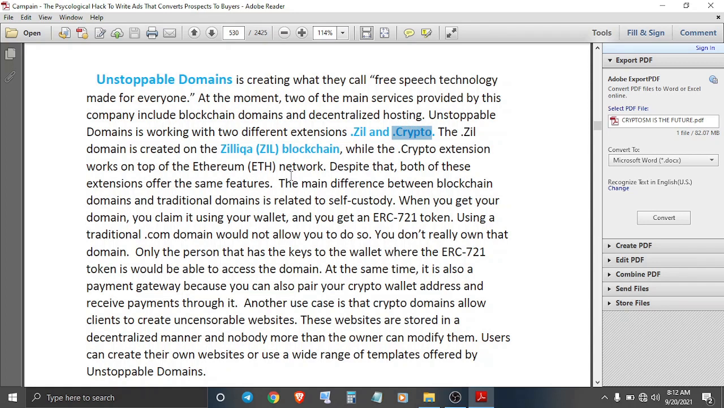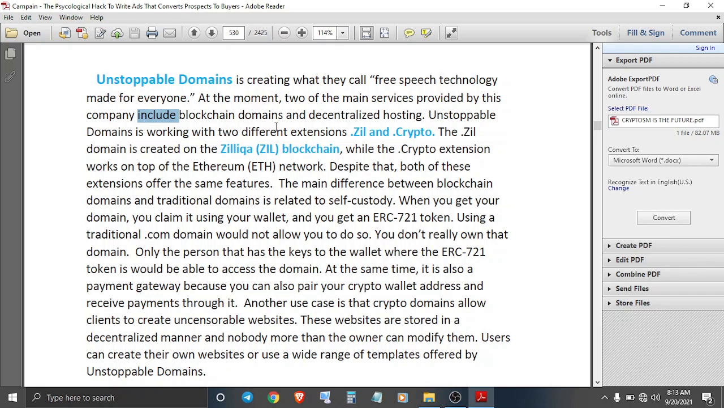If you want to send me some crypto, instead of me sending you that public key that is so long and I can't even memorize it all, I will go to my unstoppable domain website, click on my domain, and I see Chris.zil or Chris.crypto. Then I just copy it and send it to you.